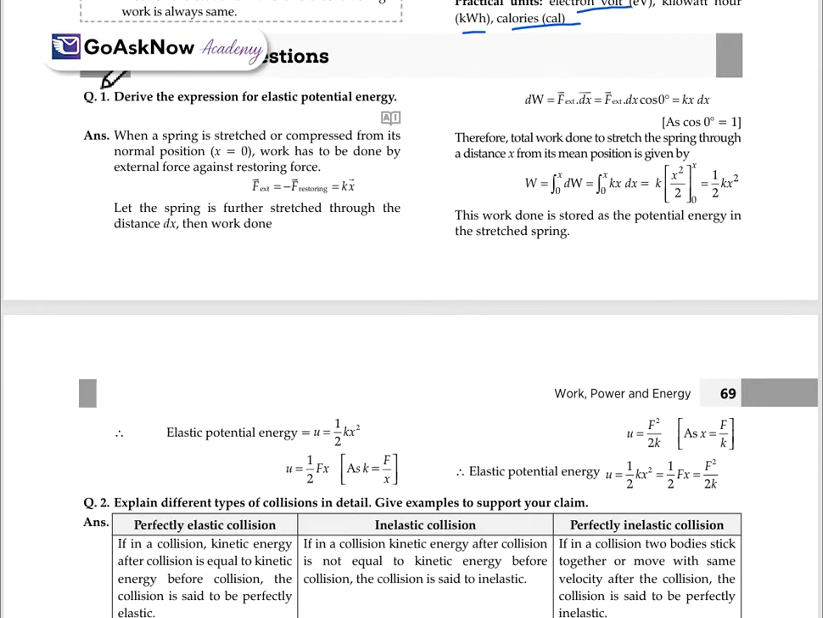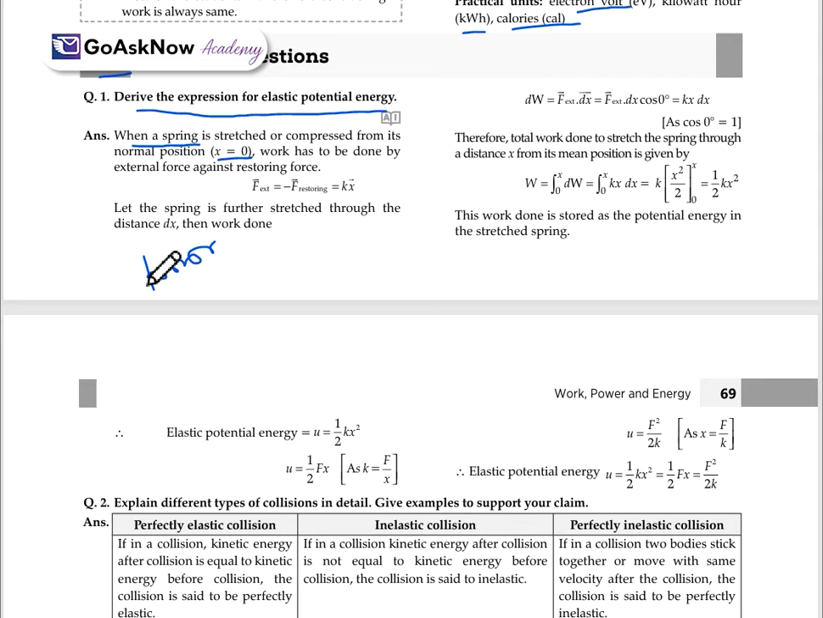Another is a 5 marks question. Derive the expression for elastic potential energy. This is very important. Firstly, when a spring is stressed, we have one spring which is stretched or compressed from its normal position, x equals 0. Then work has to be done by an external force.